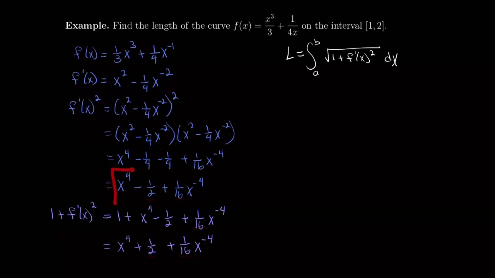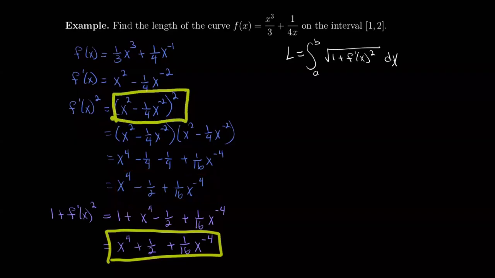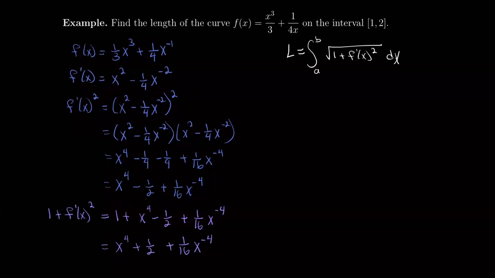So x to the 4th minus 1/2 plus 1/16 x to the -4 is equal to this binomial squared. And that binomial had a -1/4. I have the exact same thing, but a +1/2. So it will also come from that same binomial squared, but with a positive. So that's what it is going to become. This is going to become x squared plus 1/4 x to the -2 squared. I kind of factored it by noticing a pattern.